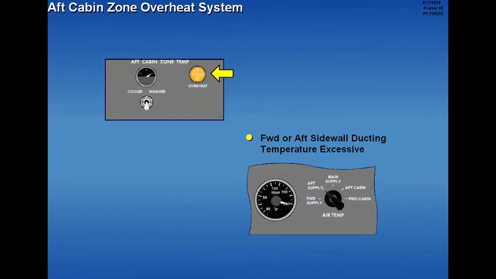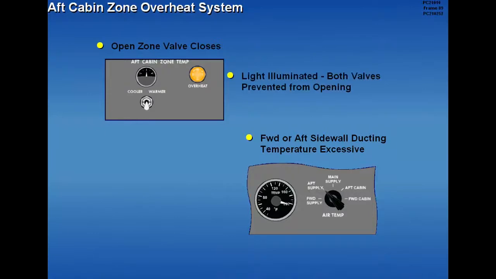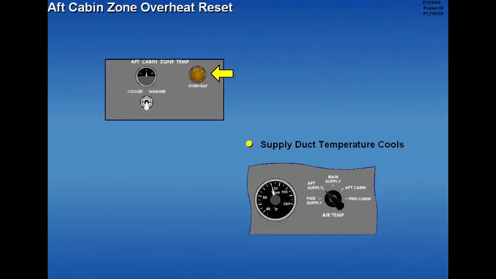If the temperature in the forward or aft sidewall distribution ducting becomes excessive, the aft cabin zone overheat light illuminates and the open zone valve closes. With the light illuminated, both valves are prevented from opening. When the temperature in the supply duct cools, the aft cabin zone overheat light extinguishes and control of the system is restored.